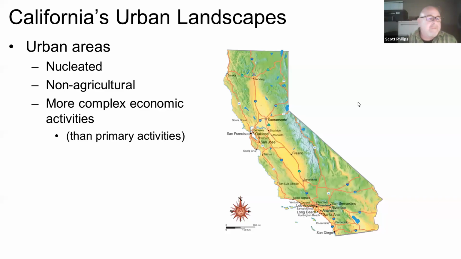Right. So next I want to talk about California's urban landscapes. So we have urban areas, major ones in California, such as the Bay Area and Southern California. They're what we might call nucleated, like they're kind of around a main nucleus or center. These are non-agricultural areas generally, and they have more complicated economic activities. They are usually beyond primary activities. So rather than agriculture, they might have manufacturing, or even more still, tertiary or services.